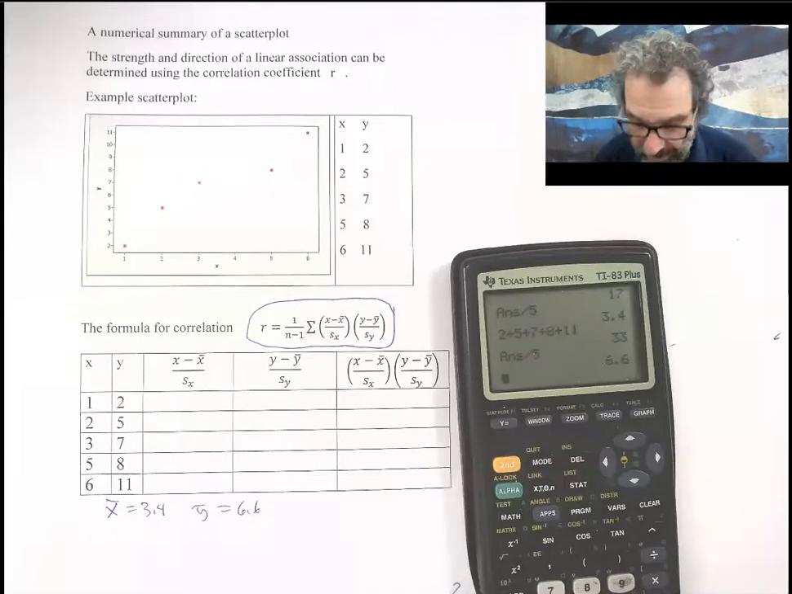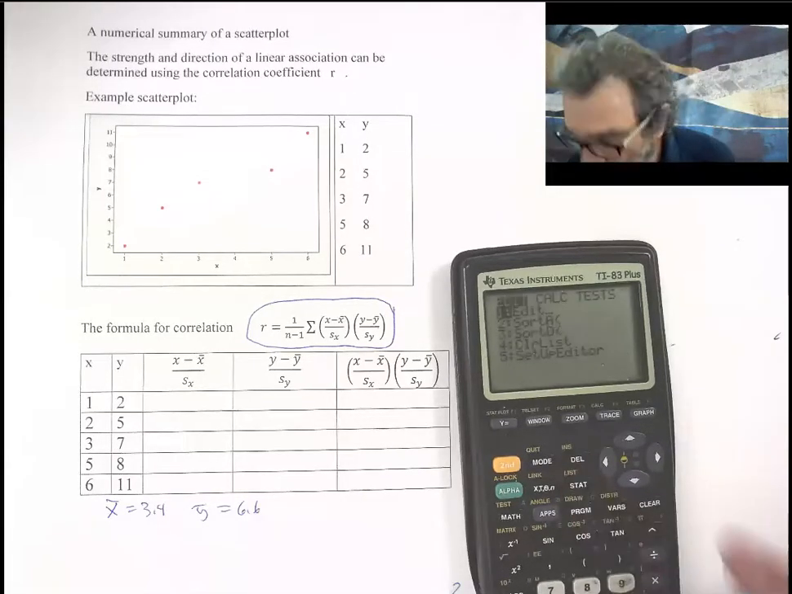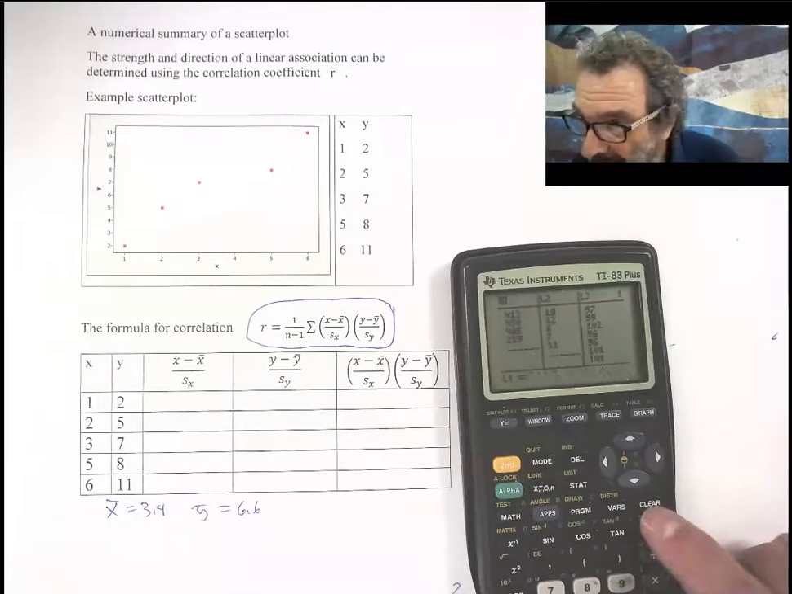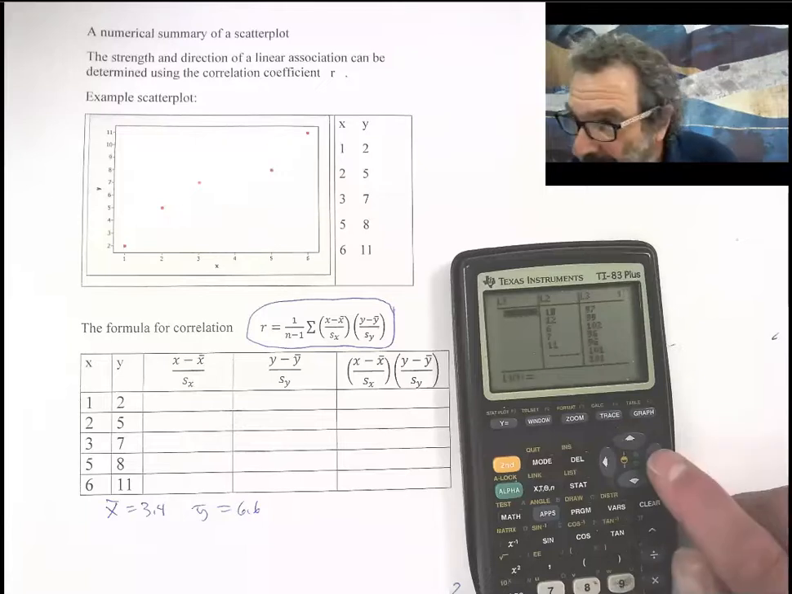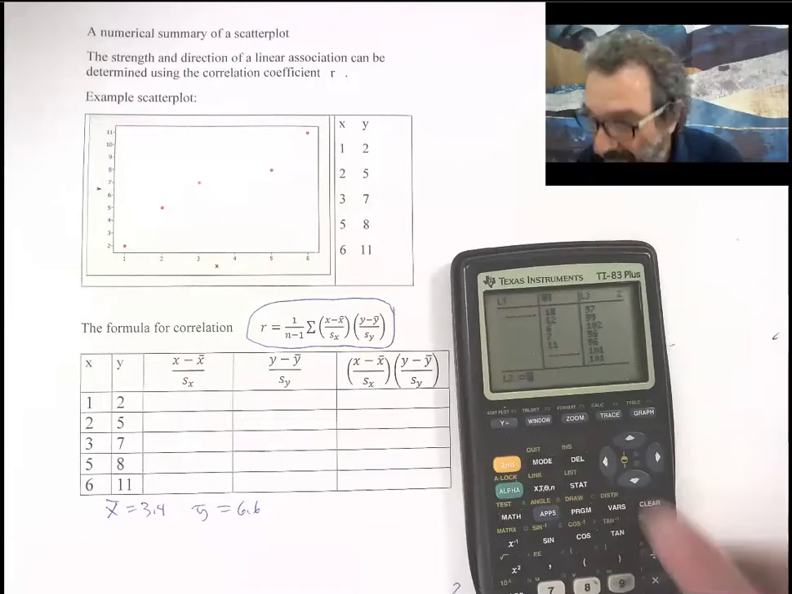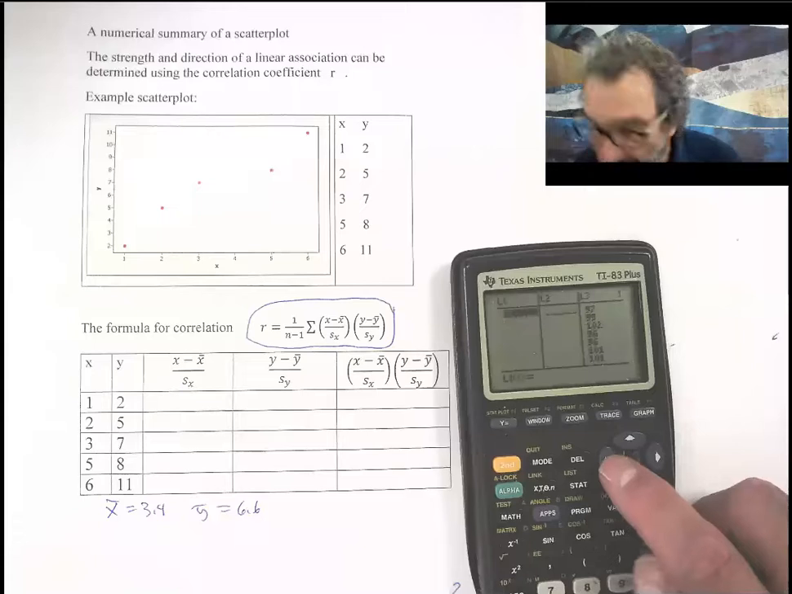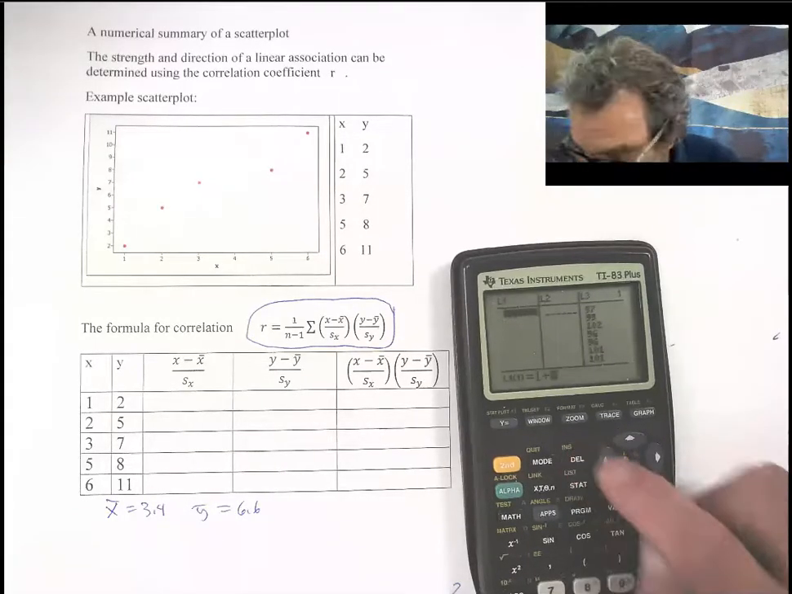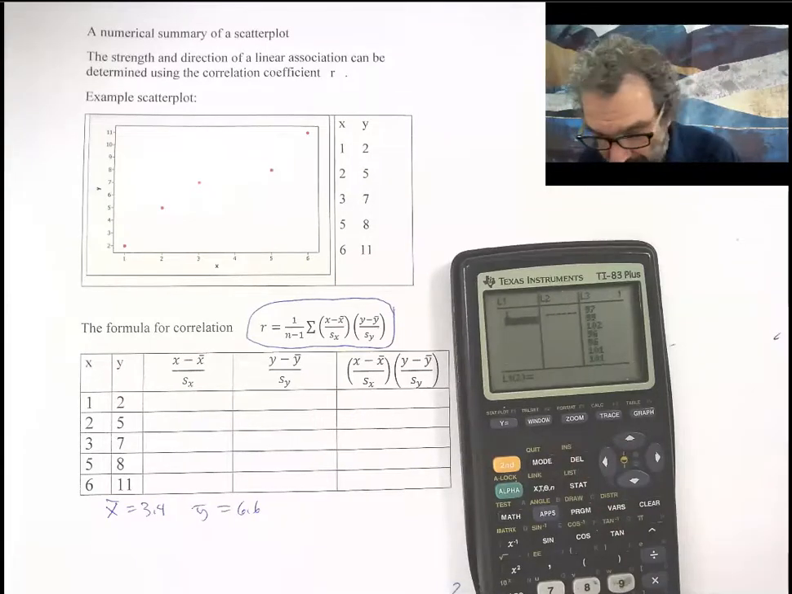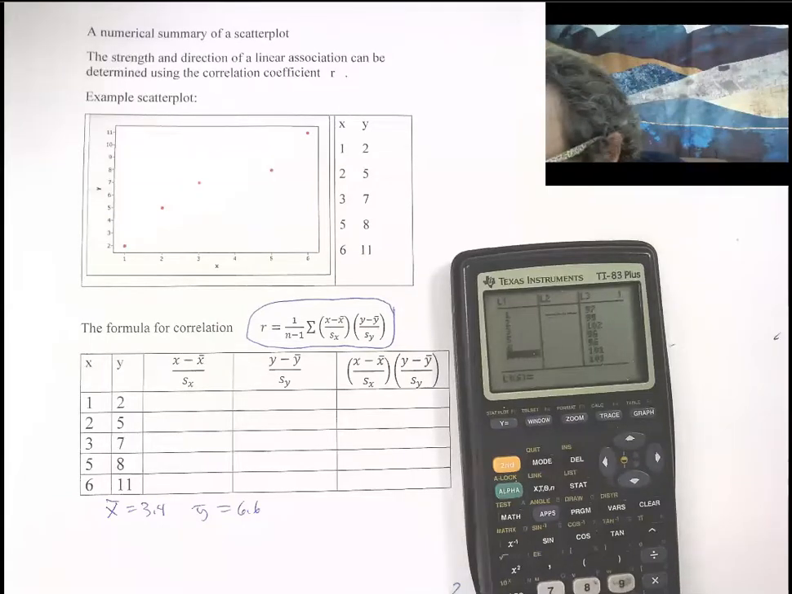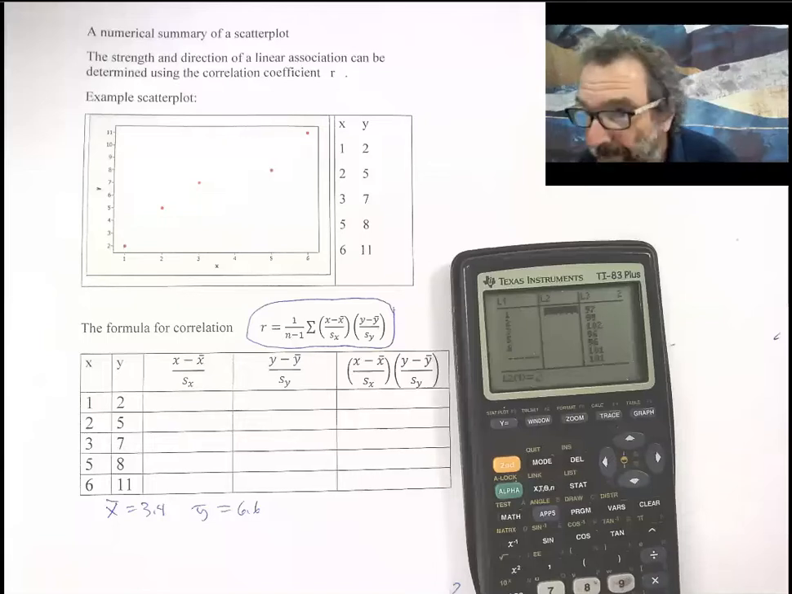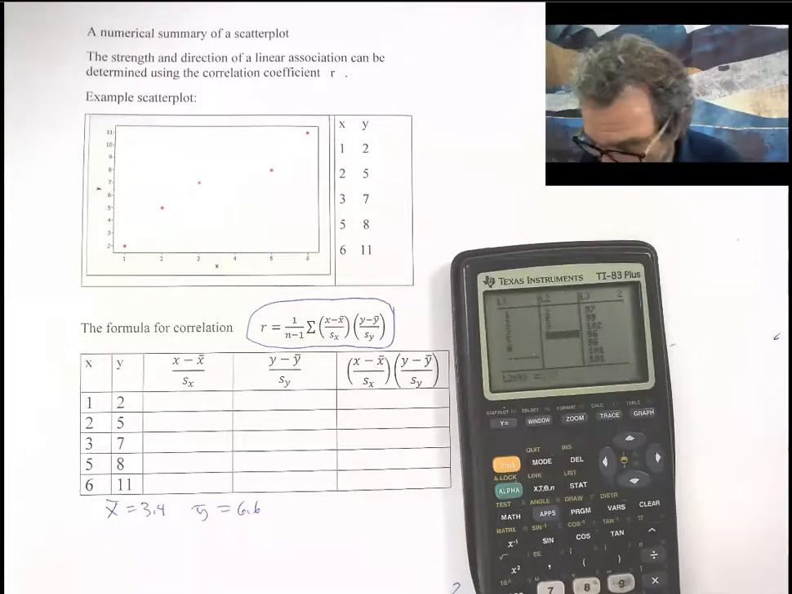Well, that's annoying. Okay, I'll go stat, edit, come up here, clear that, make that X, come across, go up, clear that, make that Y. Here comes X. 1, no, I don't need a plus sign. I need an enter. 1, 2, 3, 5, 6. It looks all right. Coming back, the Y's 2, 5, 7, 8, 11.